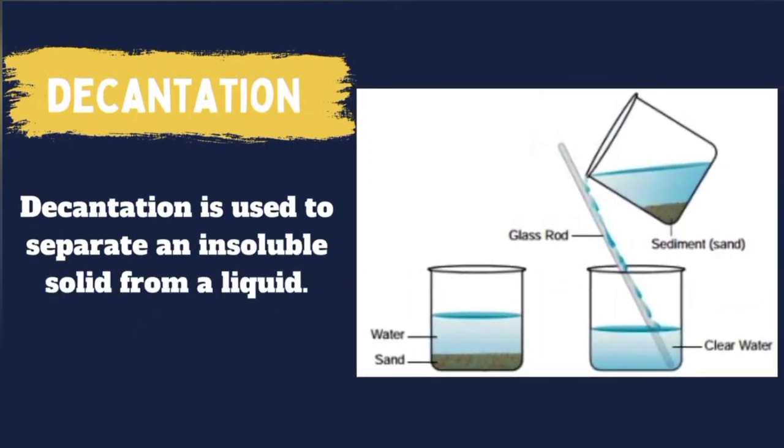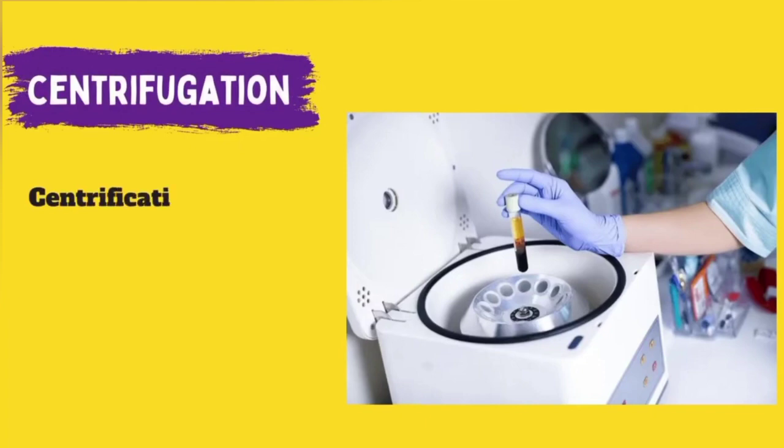Decantation is used to separate an insoluble solid from a liquid. The process involves carefully pouring the liquid from a container into another container while making sure that the solid does not follow suit. Decantation is considered an inaccurate method of separation because of the probability of making mistakes or pouring both the solute and the solvent into the same container.